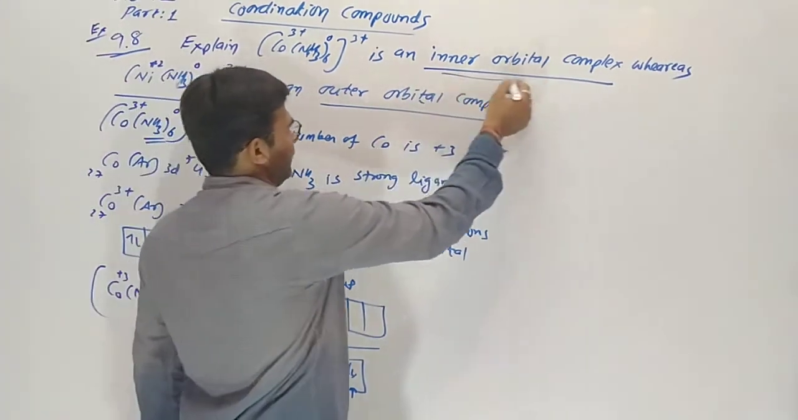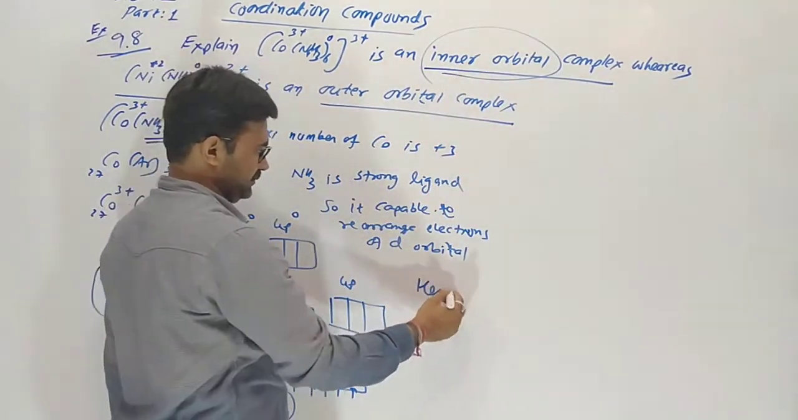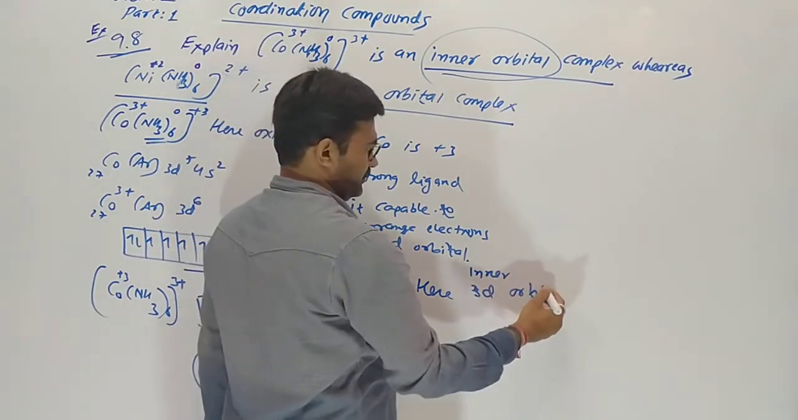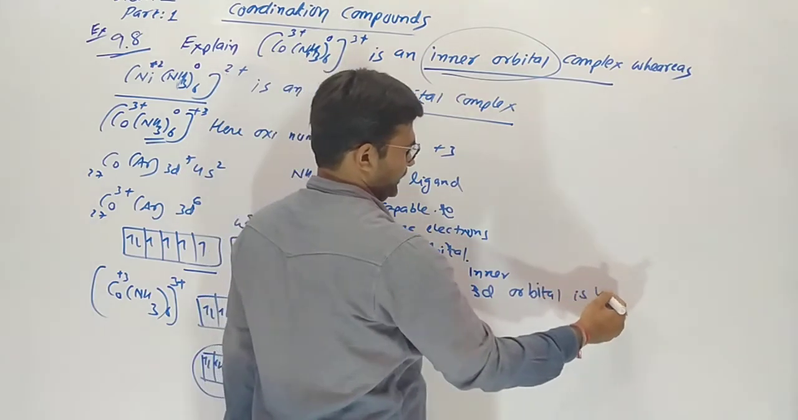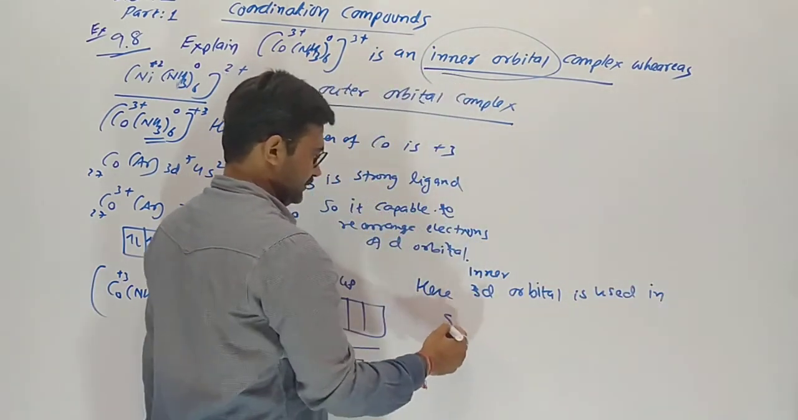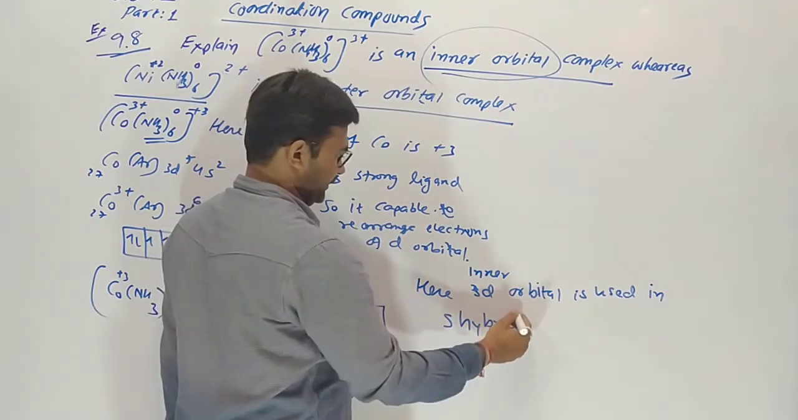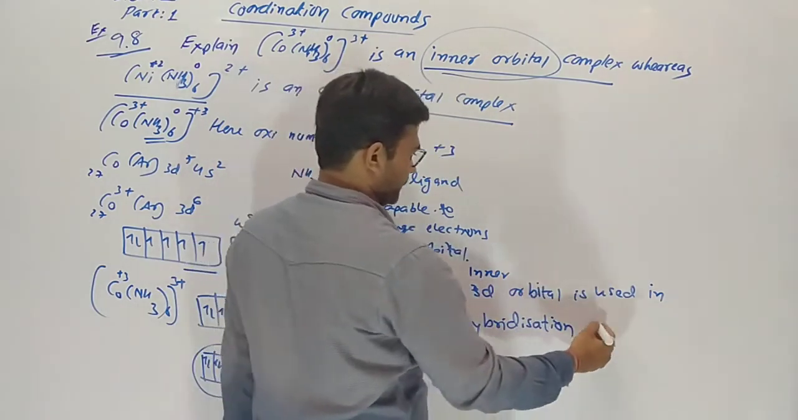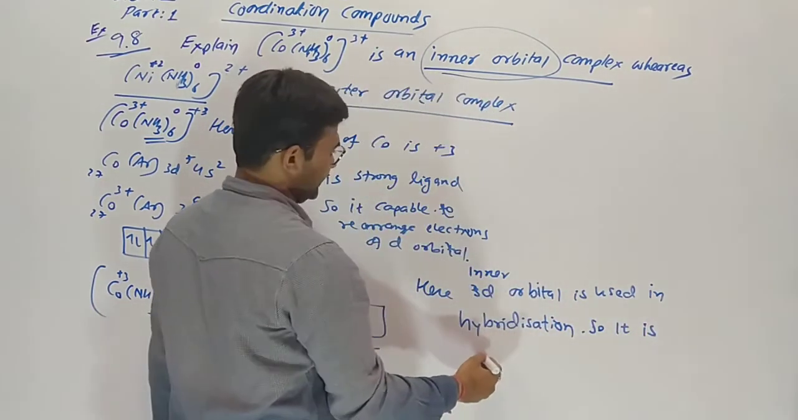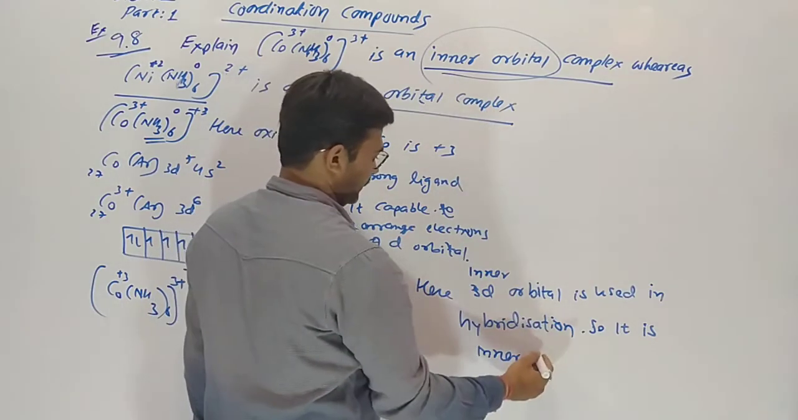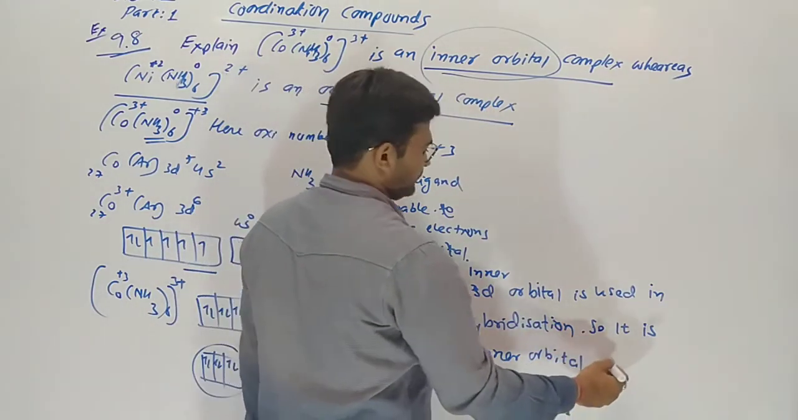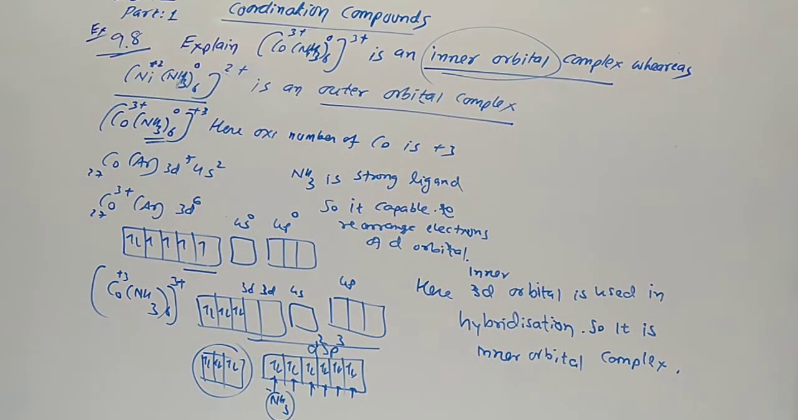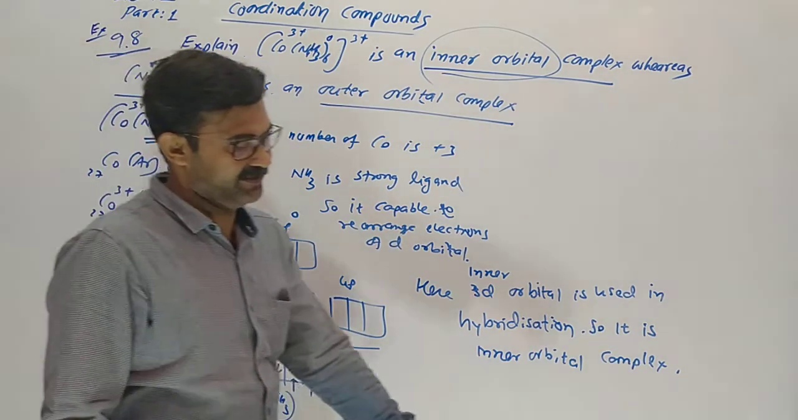And inner orbital, it is proven here: the inner 3d orbital is used in hybridization. So it is the inner orbital complex. This is proven. Now what about Ni(NH3)6 2+?